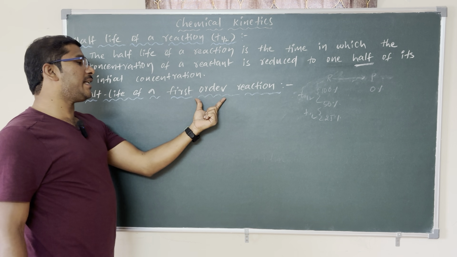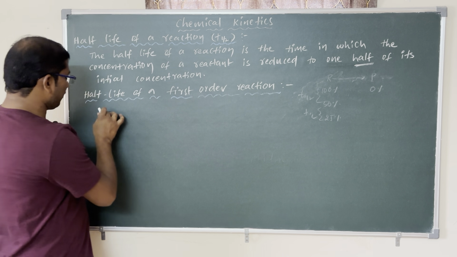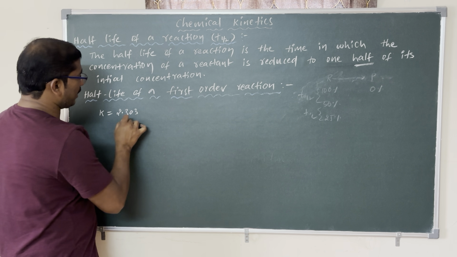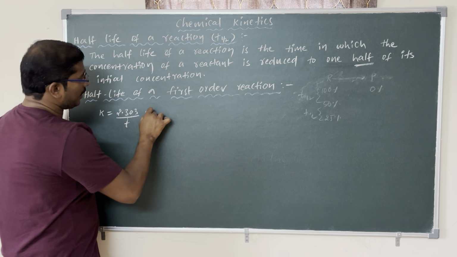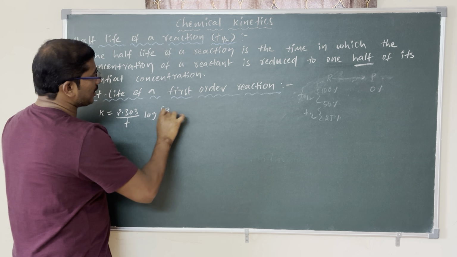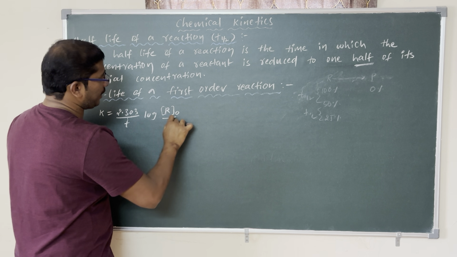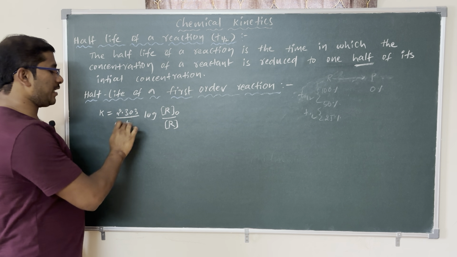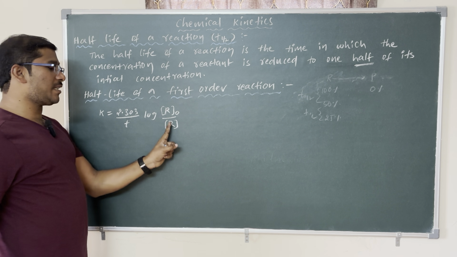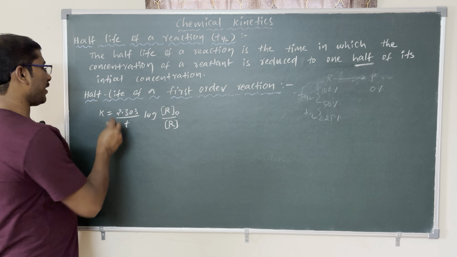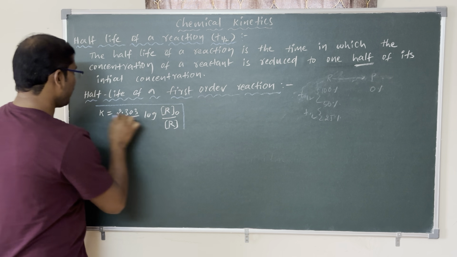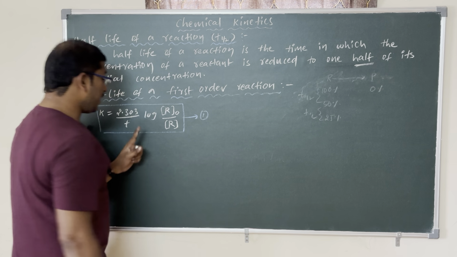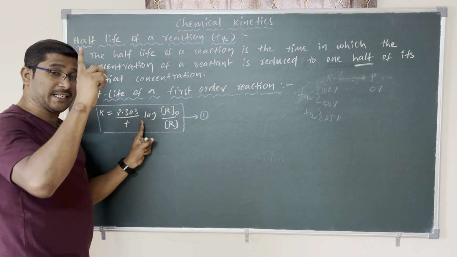What is the integrated rate equation for a first order reaction? K is equal to 2.303 divided by T, log of initial concentration of reactants divided by concentration of reactants. This is equation 1, the integrated rate equation for a first order reaction.